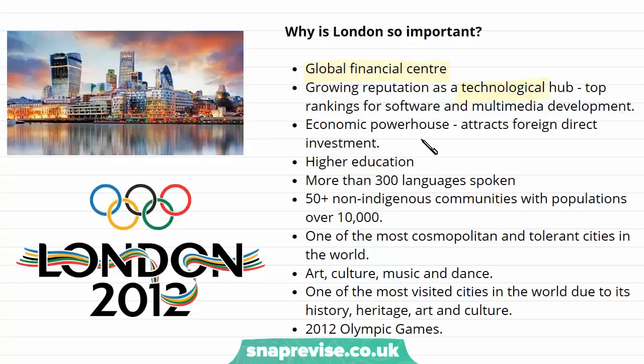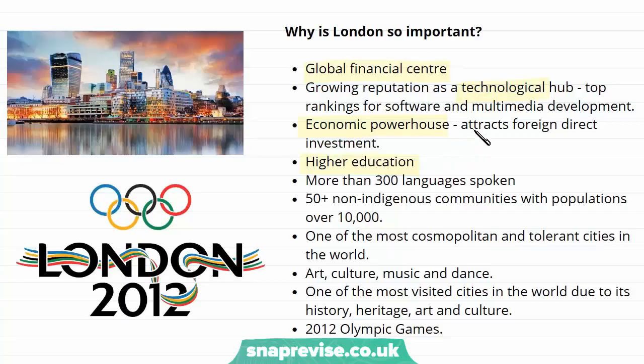London is also an economic powerhouse, and this links to it being a global financial centre, and this attracts a lot of foreign direct investment from businesses and corporations from abroad. And also, London is a centre for higher education. London is home to some of the world's best universities, and these universities are also doing some of the most groundbreaking research as well. So this makes them very important. So there's overall a very high academic standard in London.